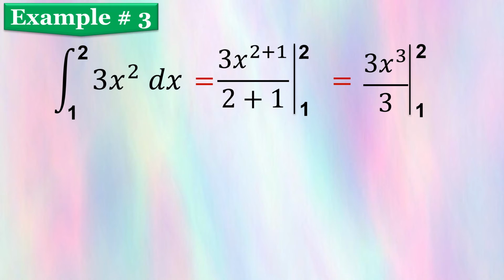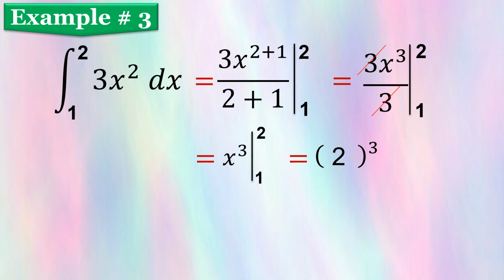Now let us evaluate. We are going to substitute first the upper limit. But before that, we are going to simplify. So we can cancel 3 and 3. So therefore, we have x to the third from 1 to 2. Let us substitute first the upper limit before the lower limit.